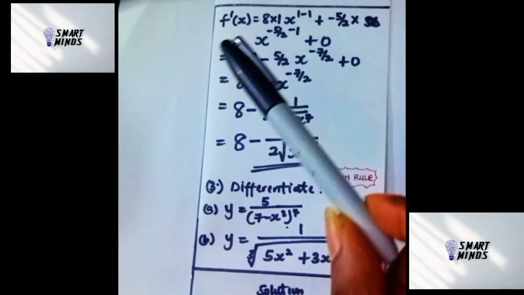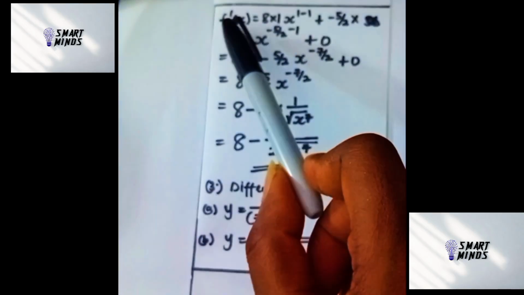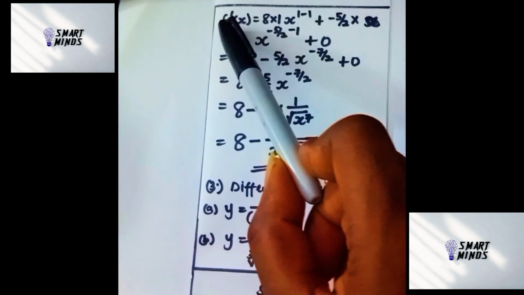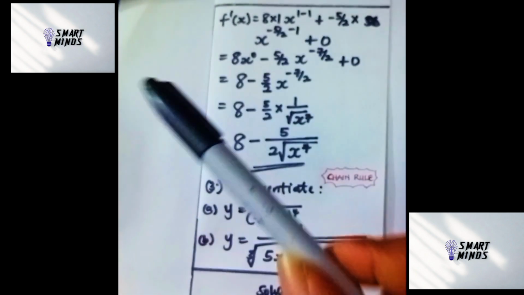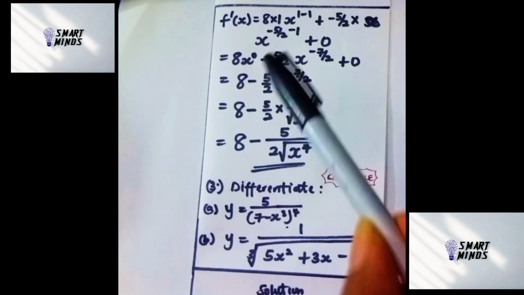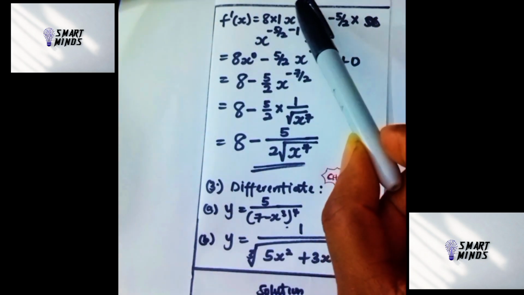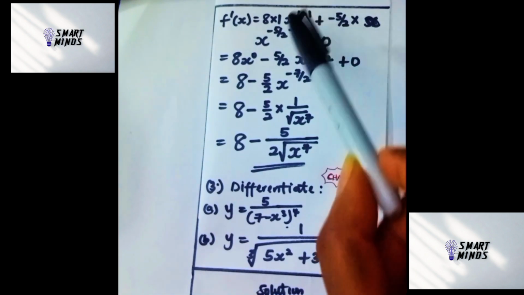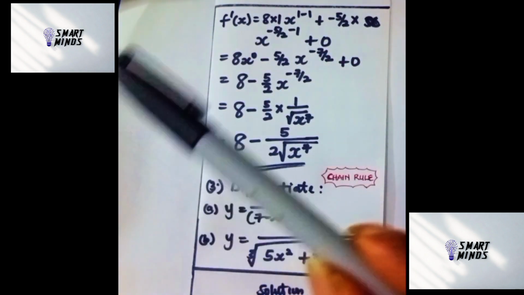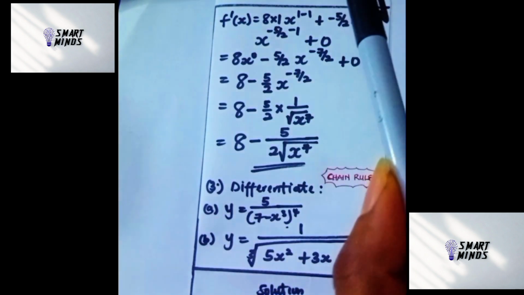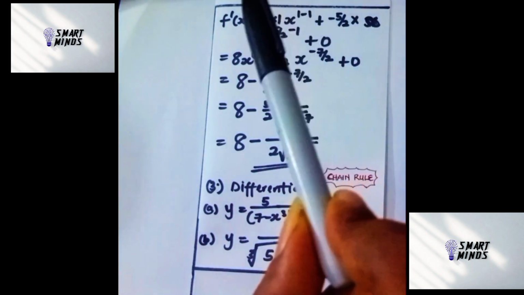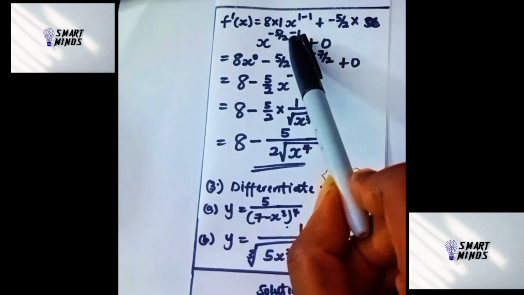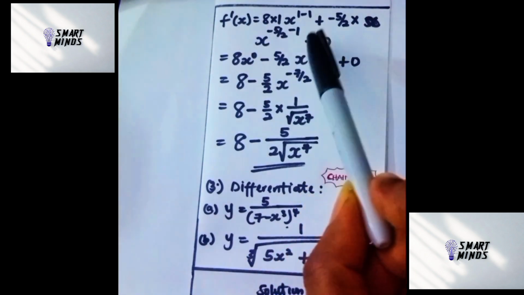Going further in the explanation, after we have rewritten the expression, we can now differentiate. Remember, we have f prime of x to mean the same as dy dx. So the power of invisible 1 multiplied by 8, that gives us 8 times 1. Subtract 1 from it. Then we have x raised to power minus 5 over 2. So that's minus 5 over 2 multiplied by invisible 1. That becomes minus 5 over 2. Then subtract 1 from the power, which is minus 5 over 2 minus 1.